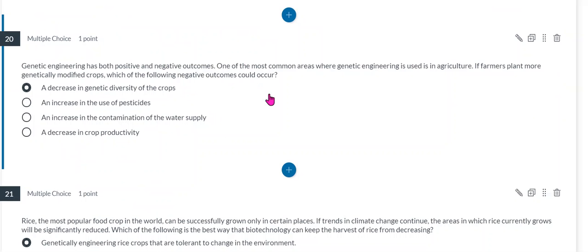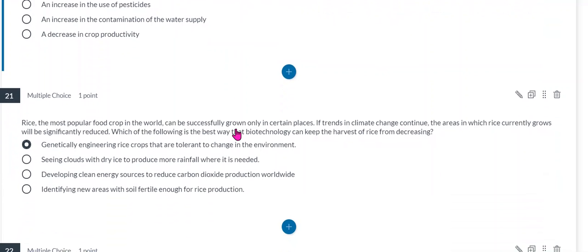Number 20, genetic engineering has both positive and negative outcomes. One of the most common areas where genetic engineering is used is agriculture, and if farmers plant more genetically modified crop, which of the following negative outcomes could occur? It could be a decrease in genetic diversity of the crop. Pretty much they all look kind of the same because we are using one particular variety of plant.